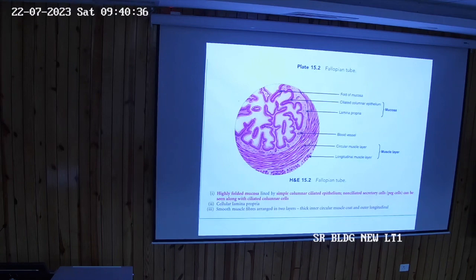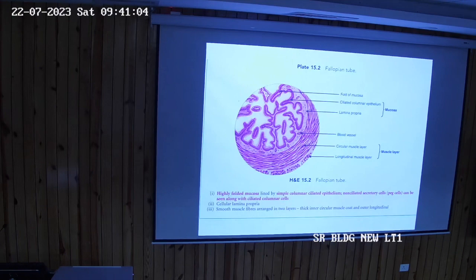The columnar cells may be ciliated and non-ciliated, both types. And whenever we use the word non-ciliated, always say that they are secretory in function. If the columnar cells are non-ciliated, they are secretory in function. If they are ciliated, they help in propelling the movements. So both types of cells are present.